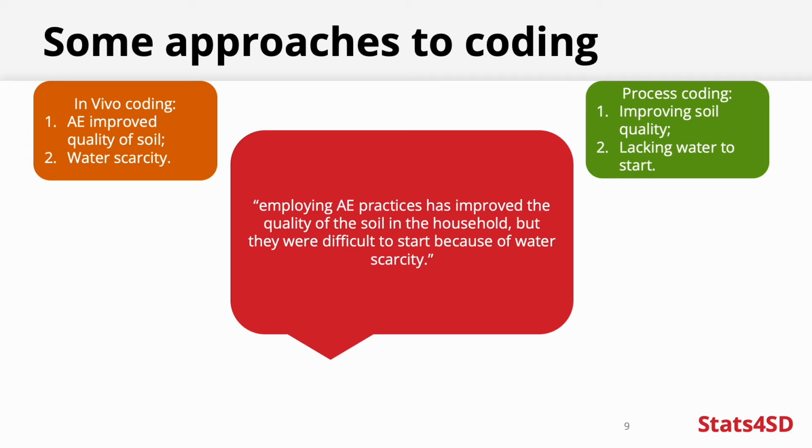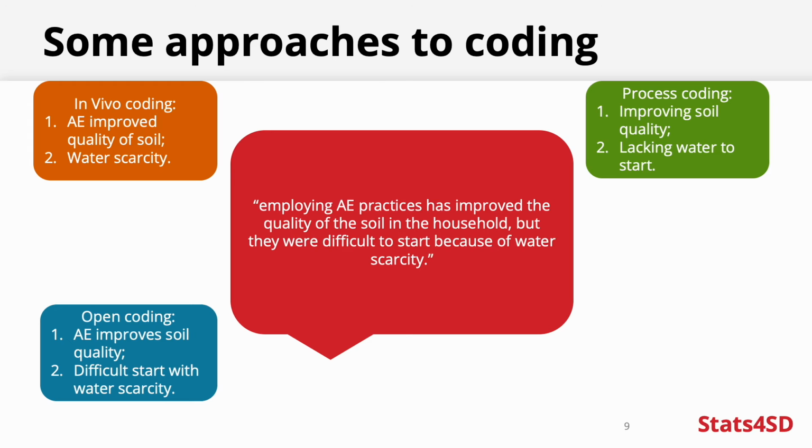Process coding focuses on capturing important actions in the data excerpts. Therefore, codes will often be in the -ing form in English. This approach is especially used when trying to understand people's behaviors or their actions towards solving a problem or achieving a goal. For instance, using the previous data excerpt, we may code it as improving soil quality and lacking water to start.